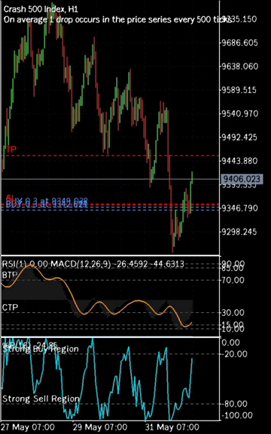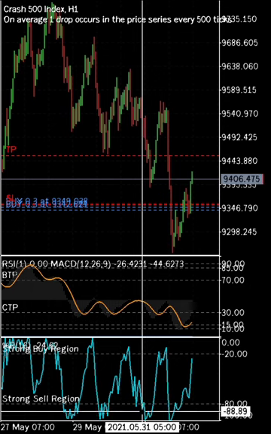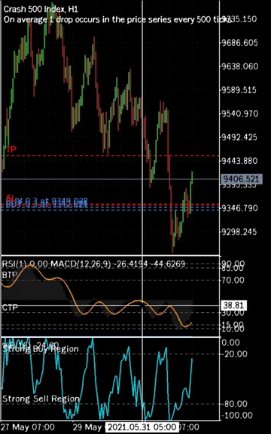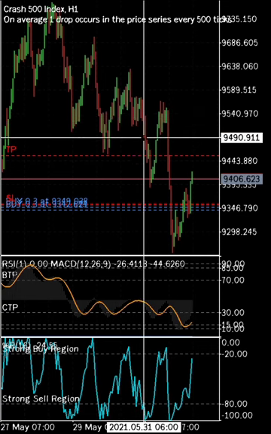Now you've seen on the screen where I indicated strong sell region and strong buy region. Once price is at this level below the minus 80 level, it shows that price is at a very strong sell region. As you can see, once price crossed the minus 80 level, at this point it began to drop. There was a drop in price.